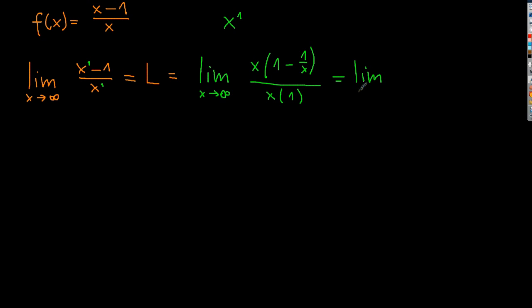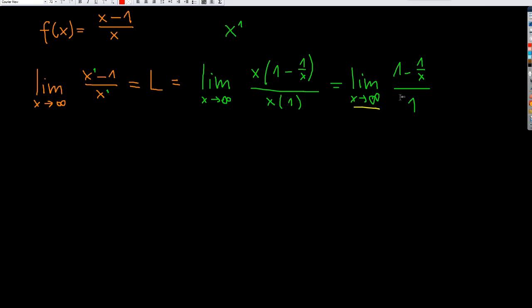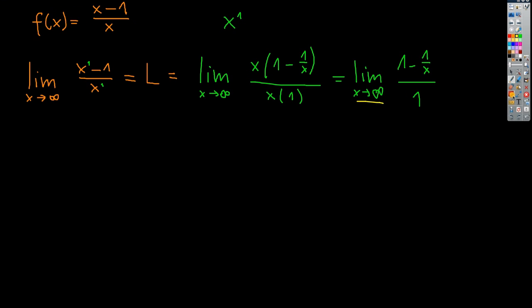Let me write this quickly. The limit as x approaches infinity equals 1 minus 1 over x, divided by 1. And we can figure out easily that as x approaches infinity, this element of the function is going to get closer and closer to 0, because the greater the denominator, the smaller the element itself is.